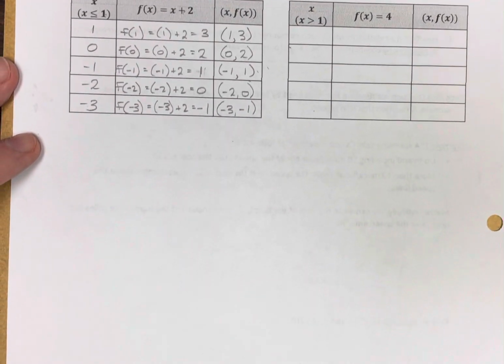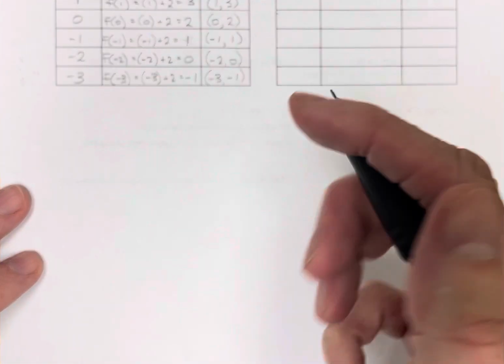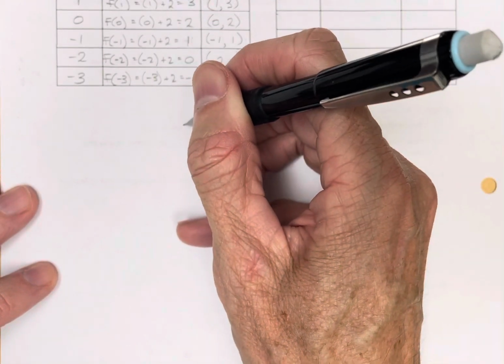Let's go ahead and graph that. I'm going to graph it first. You can do it either way. You could complete this first and then graph both. I'm going to go ahead and graph that.